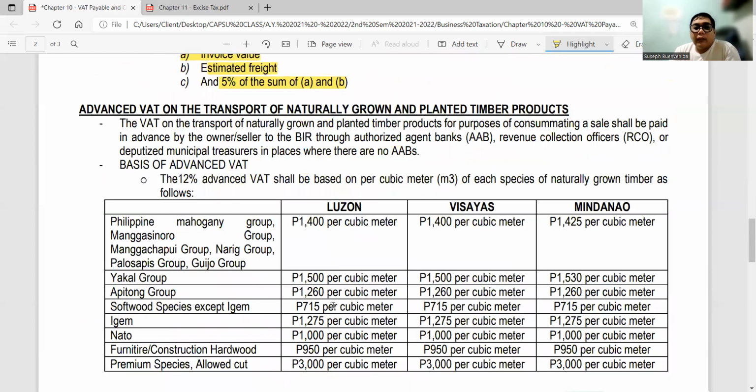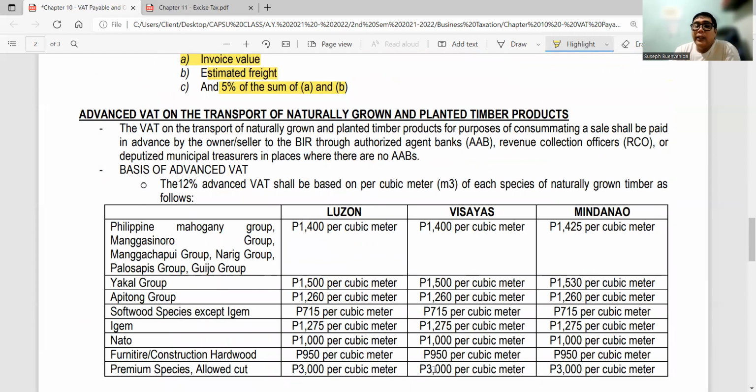Next. There's no need to memorize everything, the numbers and amounts. You just have to know the basics of it. So advanced VAT on the transport of naturally grown and planted timber products. When you say timber products, it's not fruit bearing trees, but those used for furniture and houses. For purposes of consummating a sale, the VAT shall be paid in advance by the owner, the seller, to BIR.